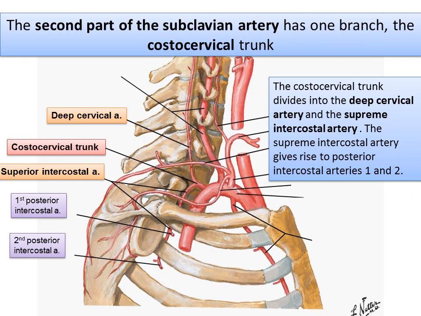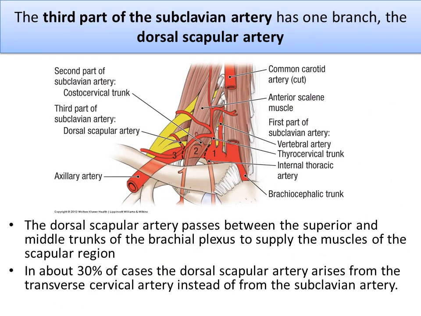The second part of our subclavian artery only has one branch, and this is called the costocervical trunk. The costocervical trunk itself divides again into two other arteries, which would be the deep cervical artery and the supreme intercostal artery. The supreme intercostal artery in itself then gives rise to two other arteries, which would be the first and the second posterior intercostal arteries. And the third part of the subclavian artery only has one branch, which is the dorsal scapular artery.